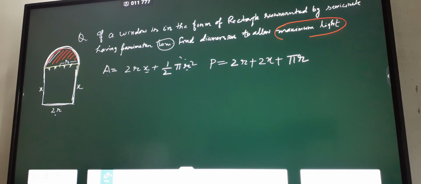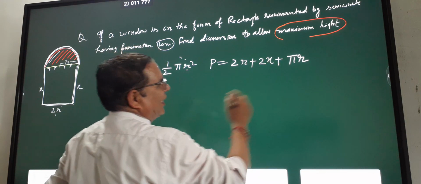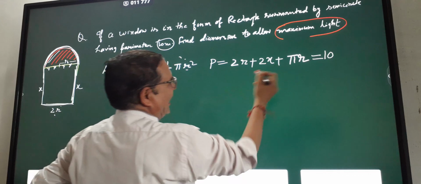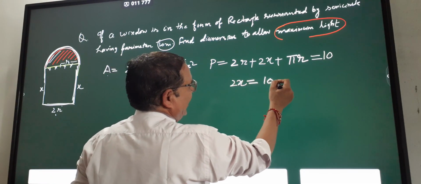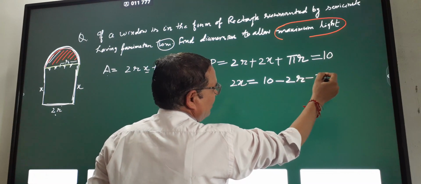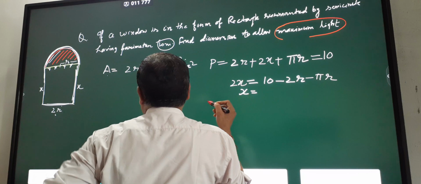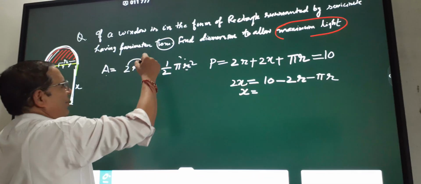No need to explain in detail because you already learned these terms in junior classes. So now what you have to do? The perimeter is given equal to 10. So from here calculate x. So 2x is equal to 10 minus 2r minus pi r.